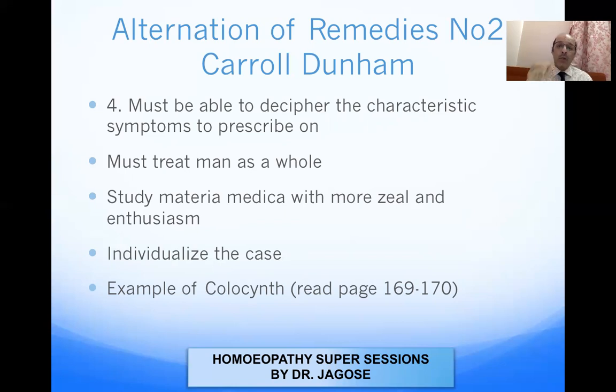Because as you all know, to find the correct homeopathic remedy, we have to take into consideration the symptoms which are only characteristic in nature, and common symptoms have to be excluded. Not only that, we have to treat the man as a whole. That means do not only treat the location, the part, or the affected organ, but treat the man as a whole. Because we believe that the whole man is sick and not his part, or not his organ, or not his specific location. And study materia medica with more zeal and enthusiasm.